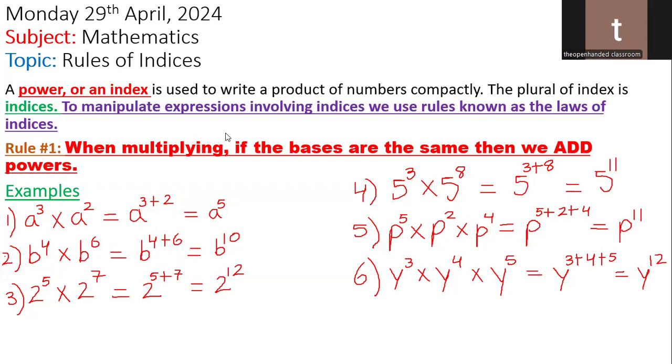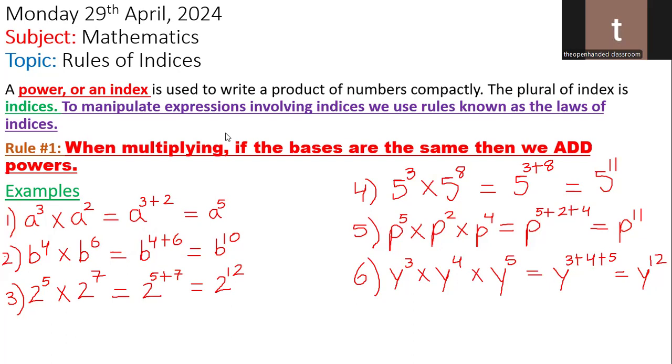China, I need you to explain how we did 4, 5, and 6. Yes, sir. For number 4, since the base numbers are the same, we have to add 3 plus 8. Then 3 plus 8 equals 11. So our number is 5 to the power of 11. Then for number 5, we can also use letters. So we have to add all the exponents.